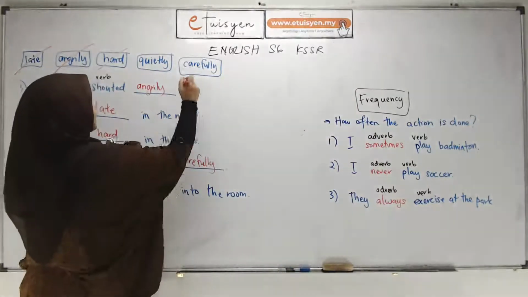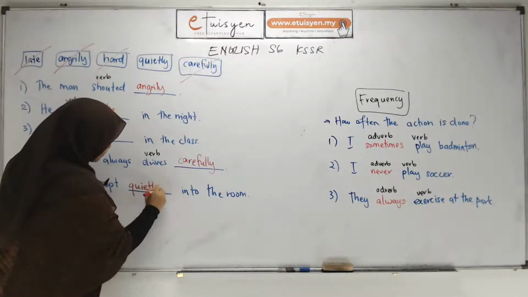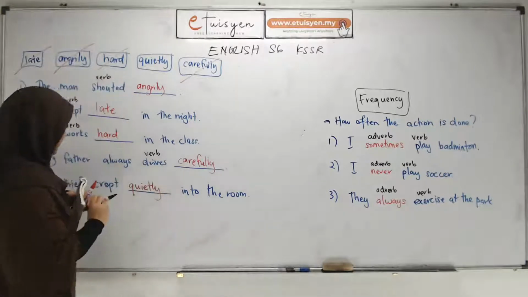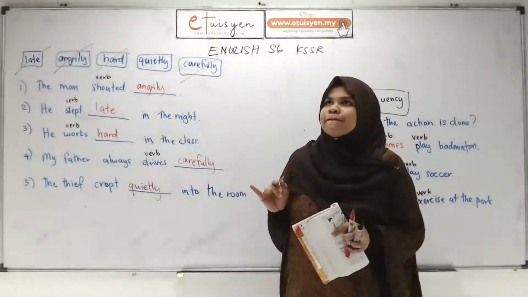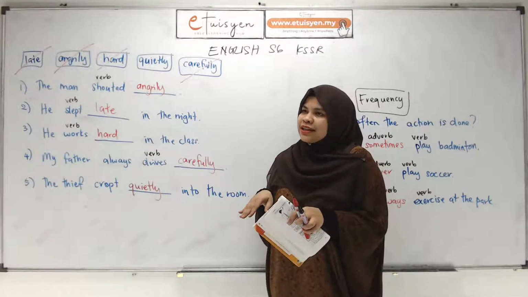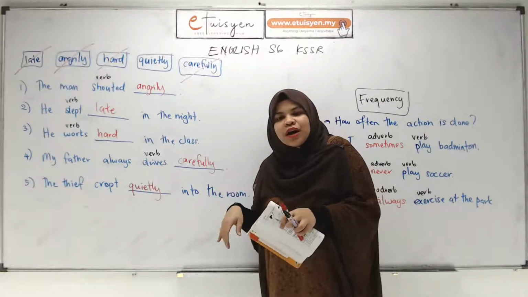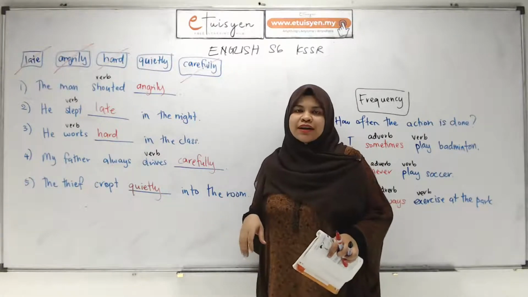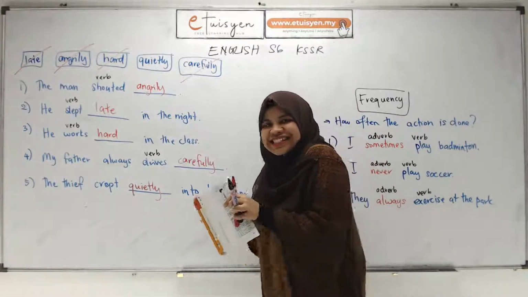So sebab kita dah pakai carefully, so tinggallah quietly. Okay? So crept ni maksudnya macam merangkak ataupun dia senyap-senyap je nak masuk pecah masuk rumah orang. Crept ni usually macam dia macam sikit that kind of action.